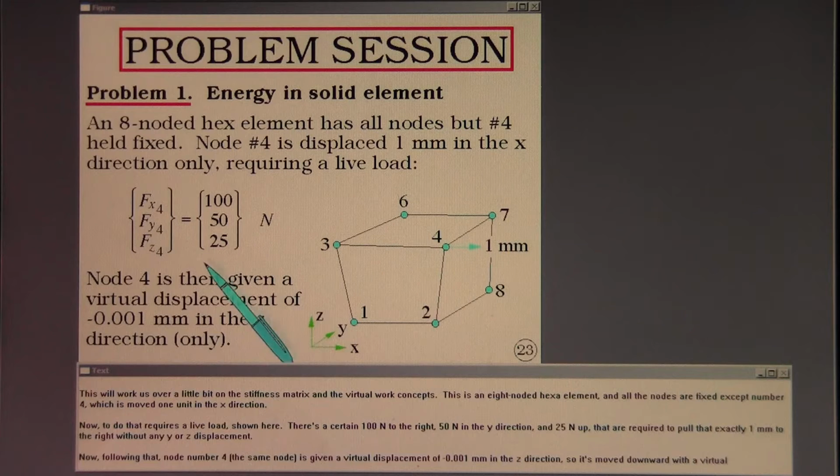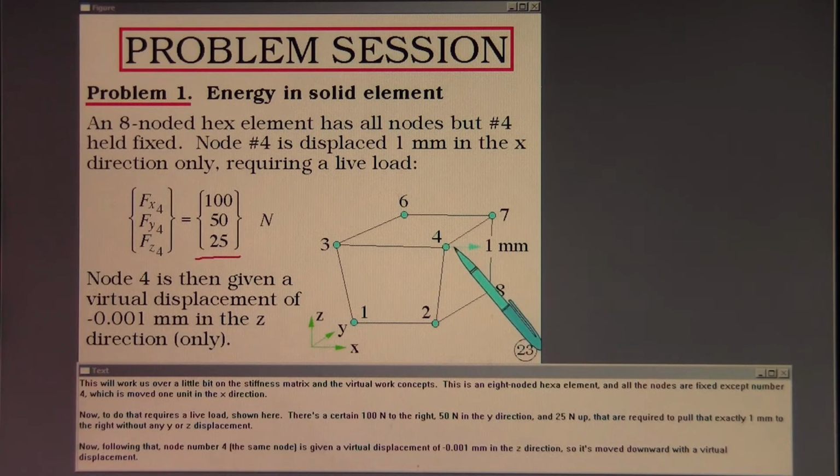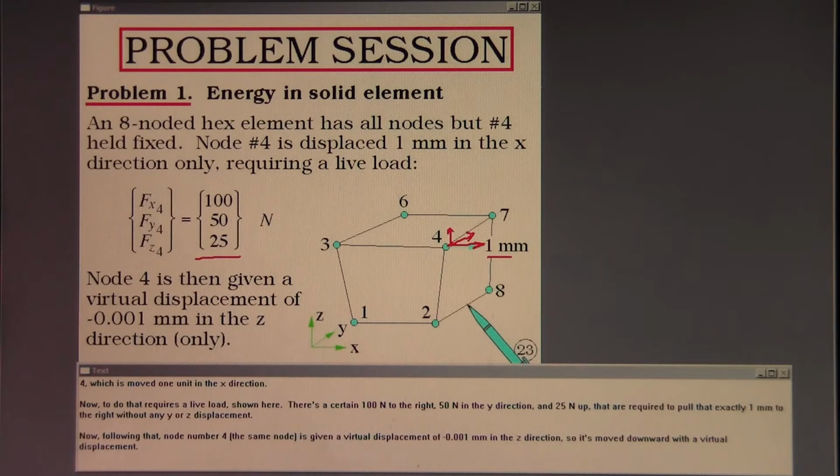Now, to do that requires a live load shown here. A certain 100 newtons to the right, 50 newtons in the y direction, and 25 newtons up are required to pull that exactly 1 millimeter to the right without any y or z displacement. Following that, node number 4, the same node, is given a virtual displacement of minus 0.001 millimeters in the z direction, so it's moved downward with a virtual displacement.